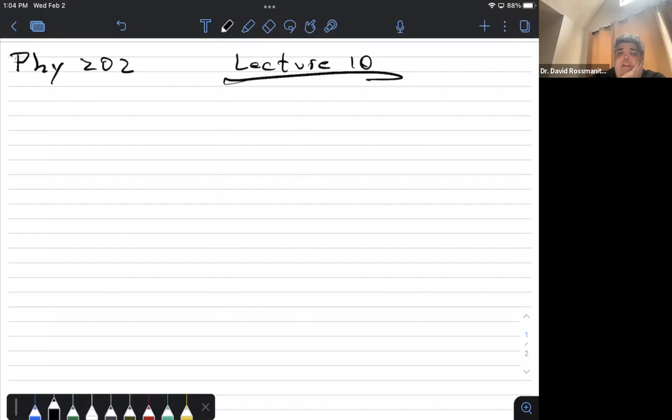All righty, let us get started then. So today we are going to continue our discussion of latent heat as it pertains to calorimetry.